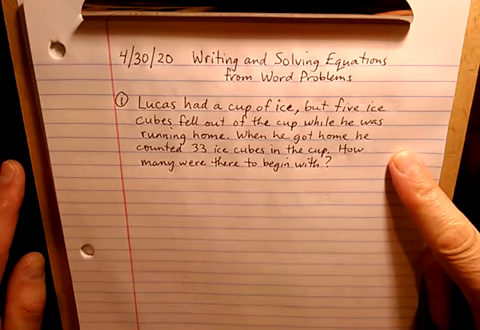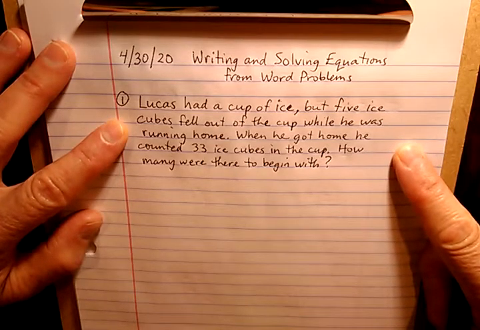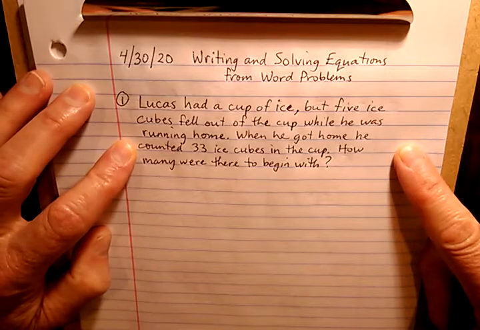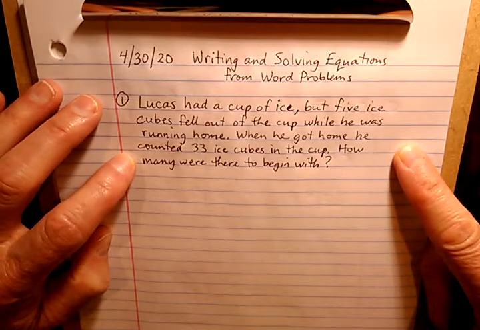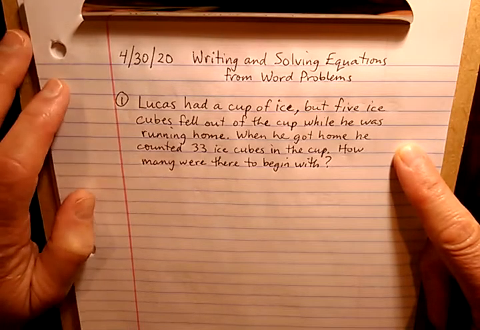Okay, so the problem says, Lucas had a cup of ice, but 5 ice cubes fell out of the cup while he was running home. When he got home, he counted 33 ice cubes in the cup. How many were there to begin with?